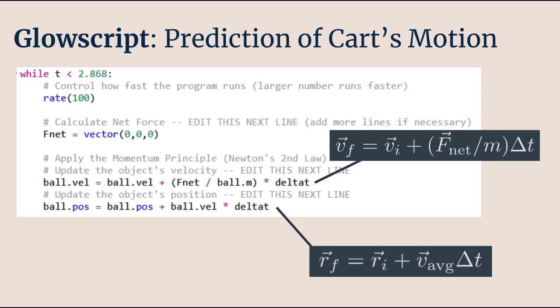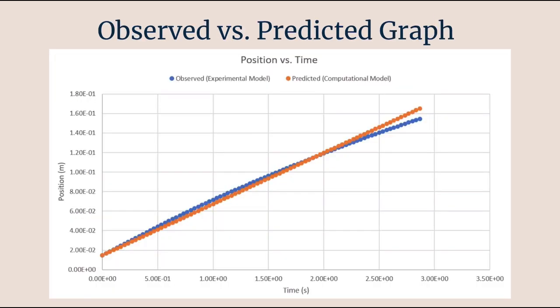As I run this code, I'm given the computational model where I can see the predicted position as a function of time. Here's the graph of both the observed position and predicted position as a function of time. As you can see, both models initially share the same slope, aka the same velocity. However, as more time passes, the slope of the experimental model decreases, indicating a decrease in the velocity of the cart. The reason why the cart slows down in the experimental model is because in the real world, there's friction and air resistance which affects the cart's motion.